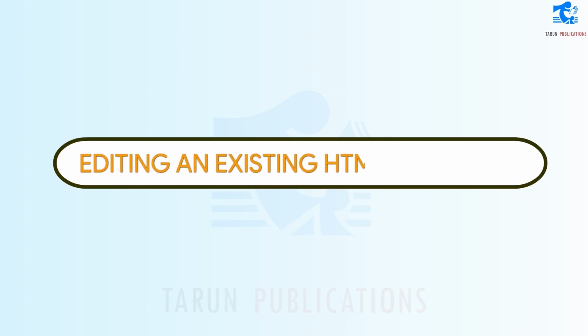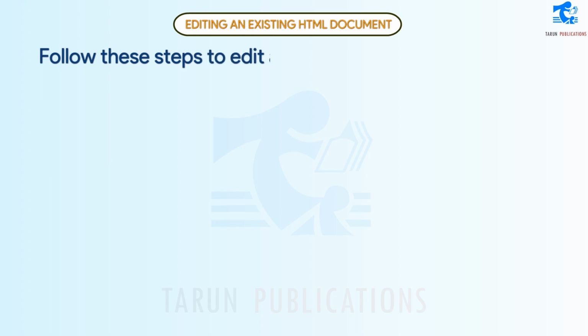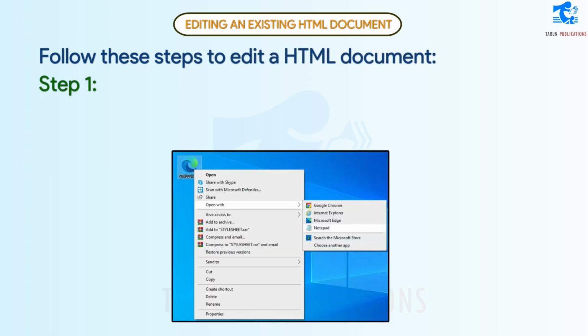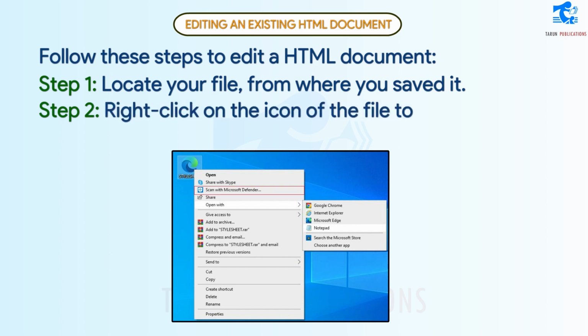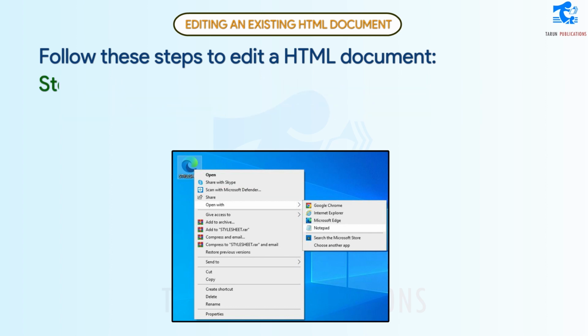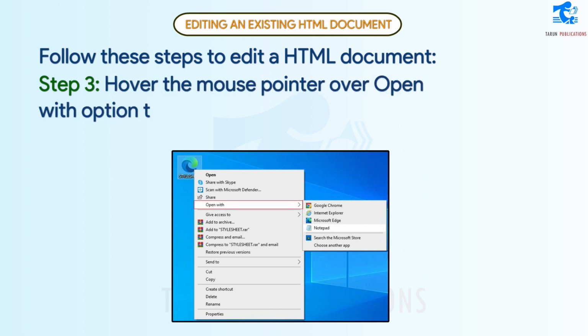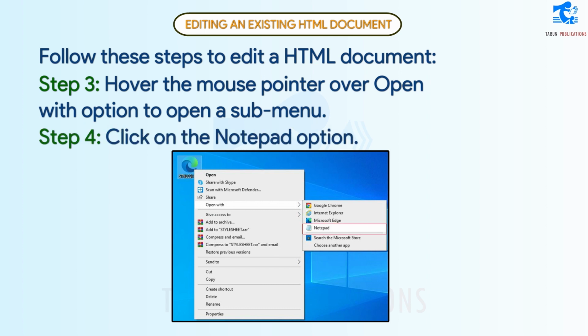Editing an existing HTML document. Follow these steps to edit a HTML document. Step 1. Locate your file from where you saved it. Step 2. Right-click on the icon of the file to open. Step 3. Hover the mouse pointer over Open with option to open a submenu. Step 4. Click on the Notepad option.